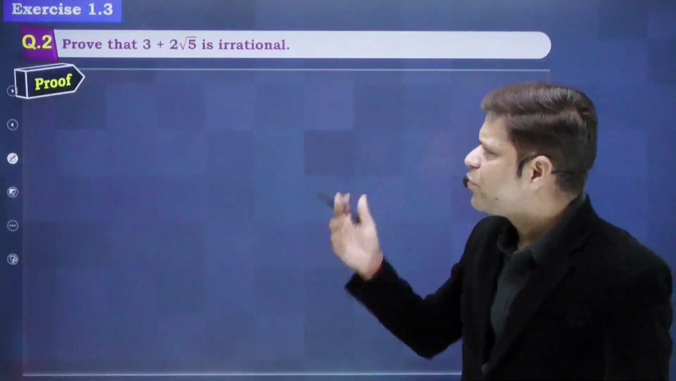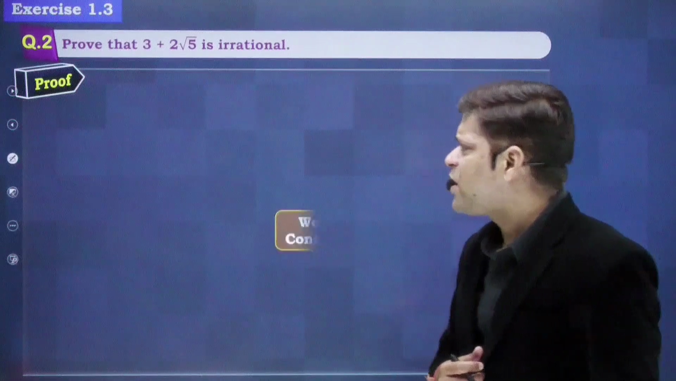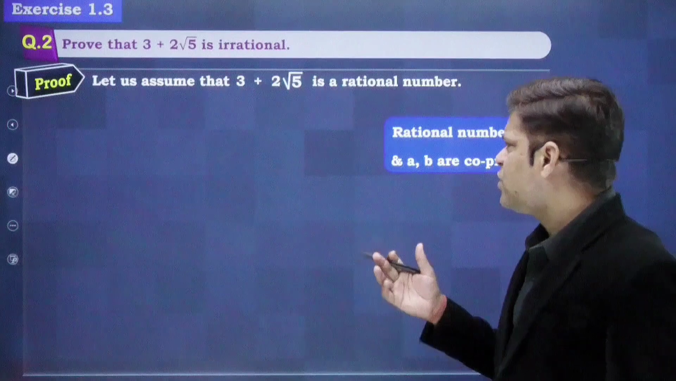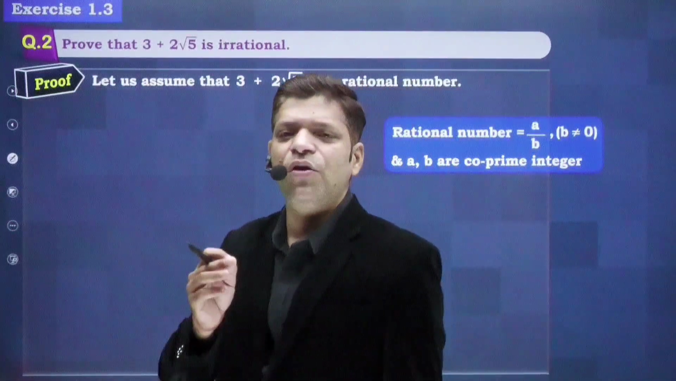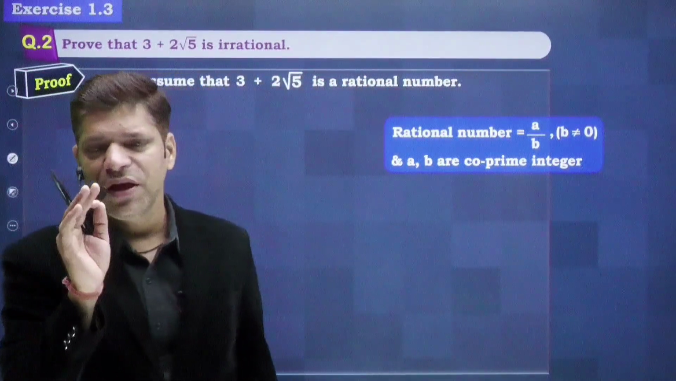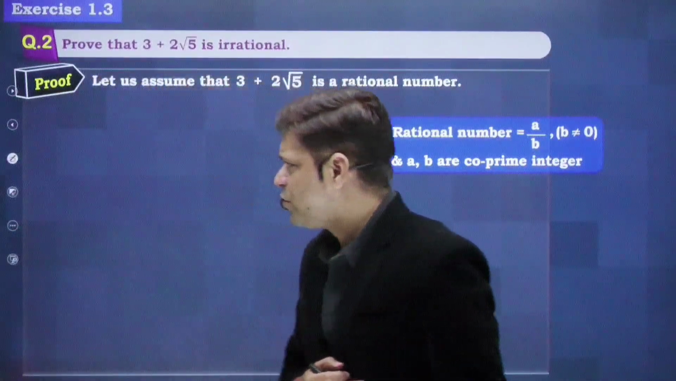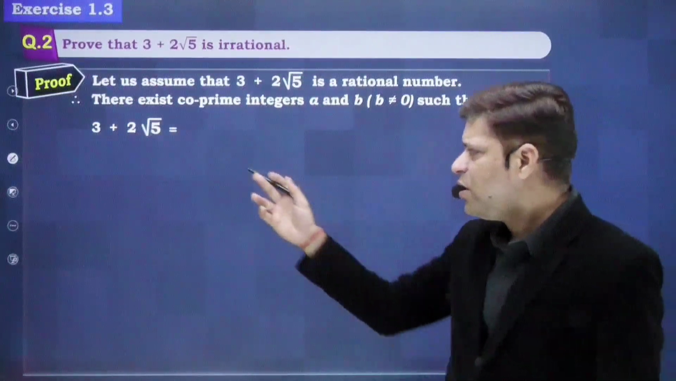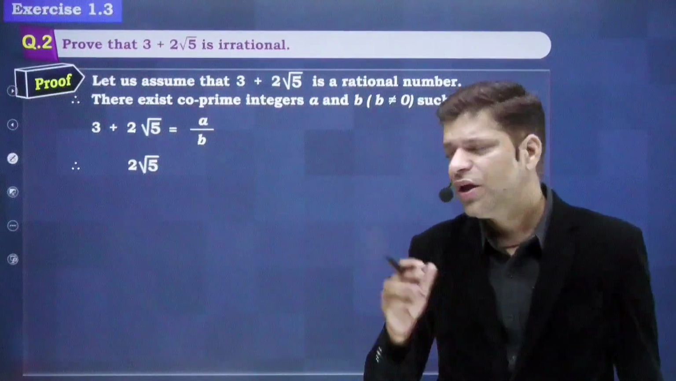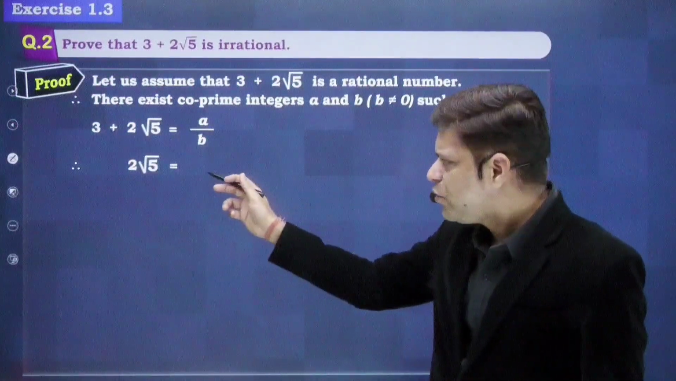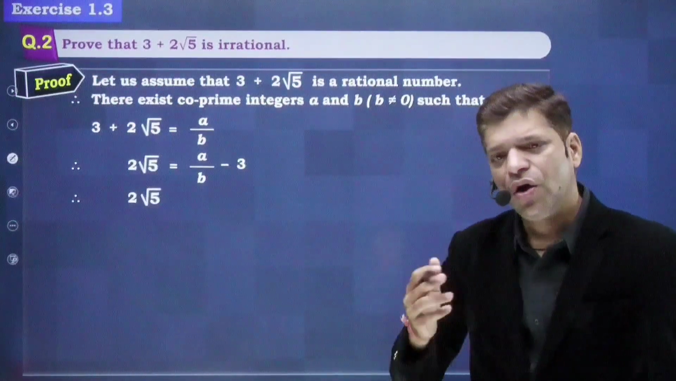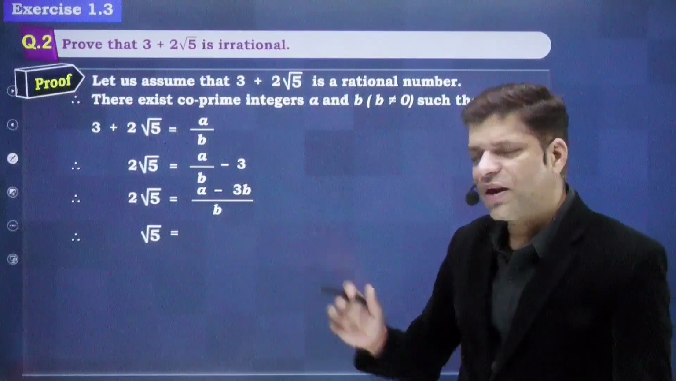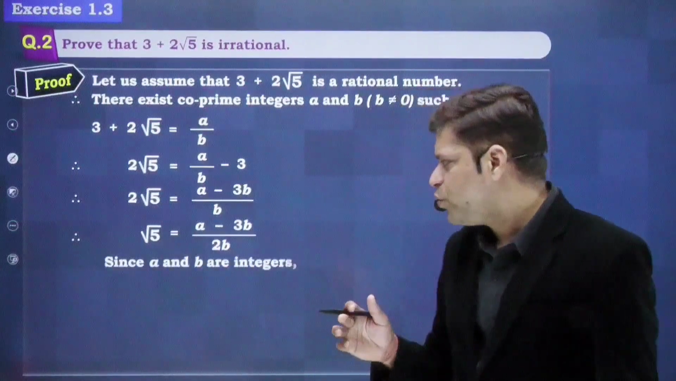In the next question, now we have to prove that 3 plus 2 root 5 is an irrational number. Now again we will prove it by the contradiction method. We assume that this is a rational number, and a rational number we know is in the form of a by b, where a and b are co-prime and small b is not equal to 0. So there exist co-prime a and b. So 3 plus 2 root 5 will be equal to a over b. So we can write 2 root 5 is equal to a over b minus 3. Also 2 root 5 will be equal to a minus 3b over b. Now root 5 we can write in the form of a minus 3b over 2b.